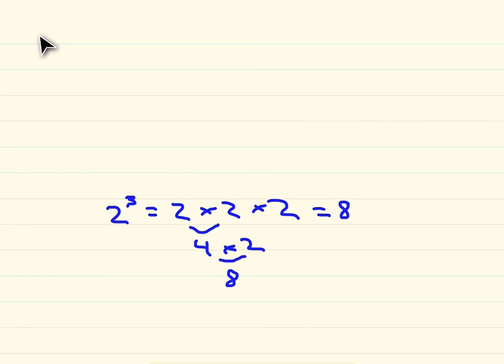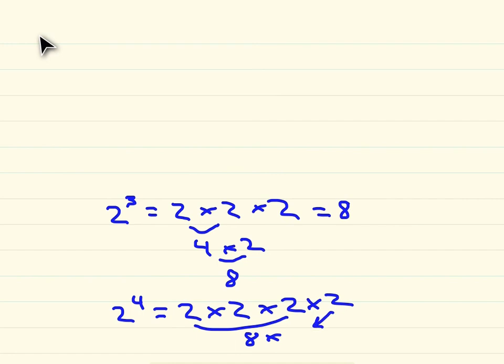What if we gave you 2 to the fourth power? Well, you have to repeat your base of 2 4 times. So 2 times 2 times 2 times 2. If you remember, these 3 2's equaled 8. So times 2 more would be 16. So 2 to the fourth power equals 16.